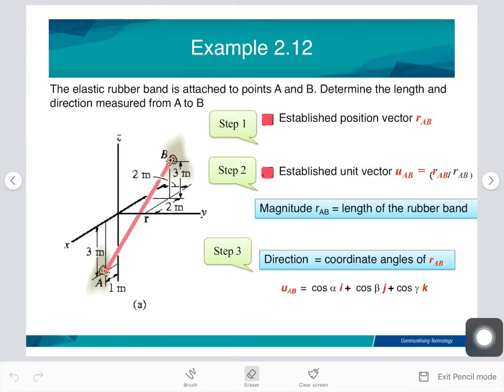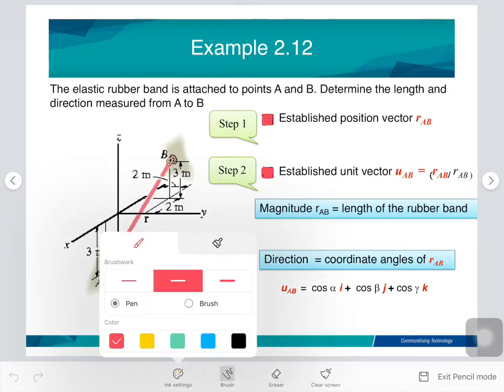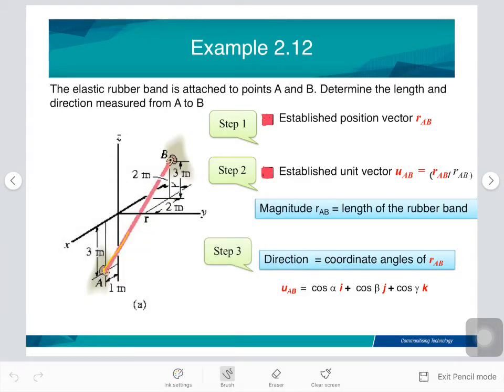Now, let's solve example 2.12. So here we have the elastic rubber band. This is the elastic rubber band attached to point A and point B. Determine the length and direction measured from A to B.